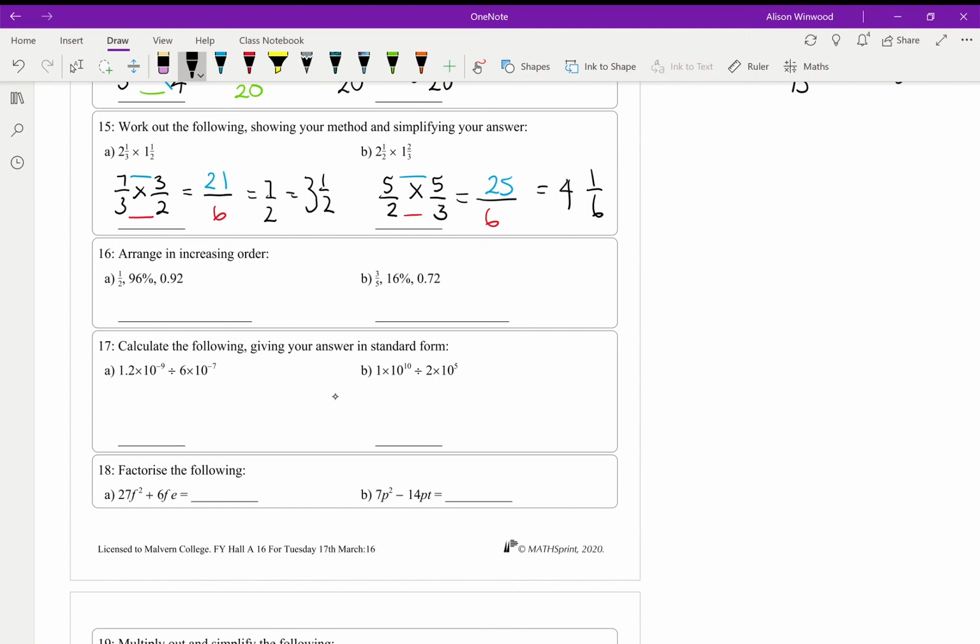Change them all into decimals, so I get 0.5, 0.96, 0.92. So in order, they're a half, 0.92 and 96%. 3/5 is 0.6, 16% is 0.16. So in order, it'll be 16%, then 3/5, and lastly 0.72.